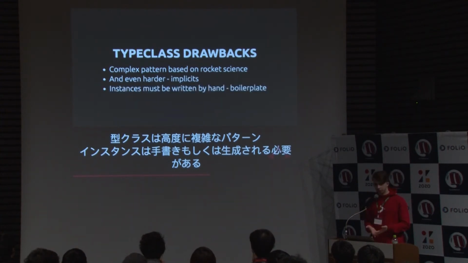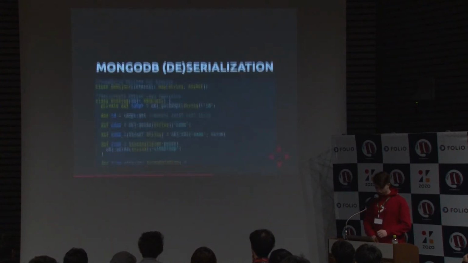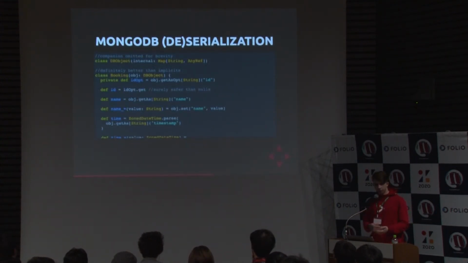All the instances for the classes that you have need to be written by hand, which is boilerplate. Or even worse, generated. Who wants to have generated code or generated values inside their project? So I think we would rather have boilerplate, and that's what we're going to do. So let's change our values a bit. Now instead of a Mongo value, we'll have DB object, which underneath has a map of string to any ref. It has a companion object with an empty value, but let's just skip it for now.